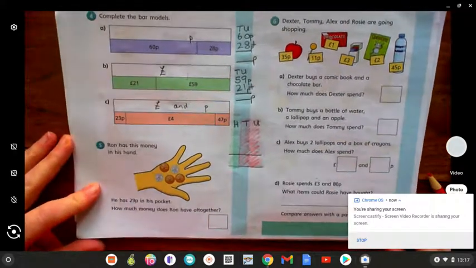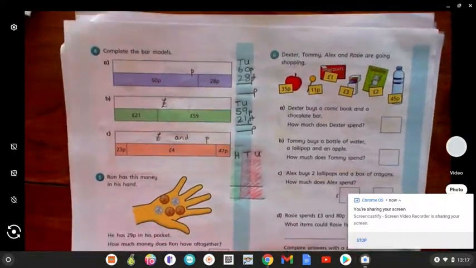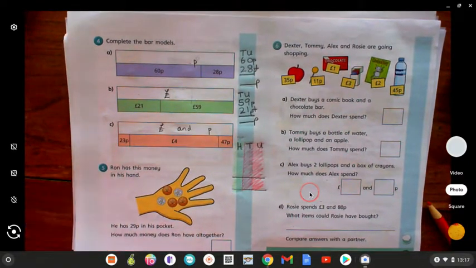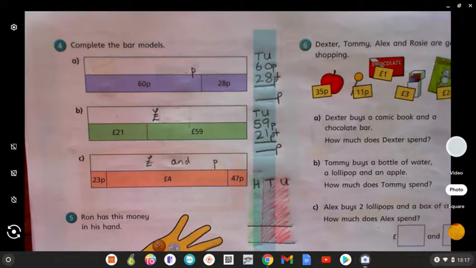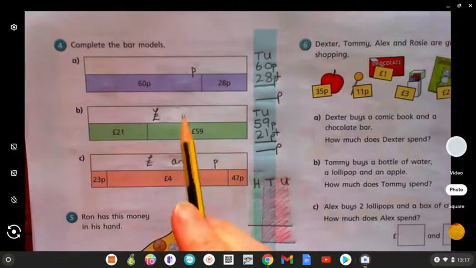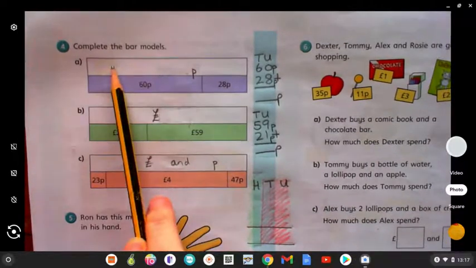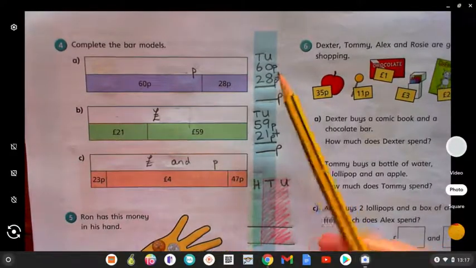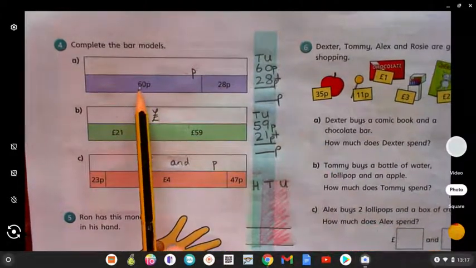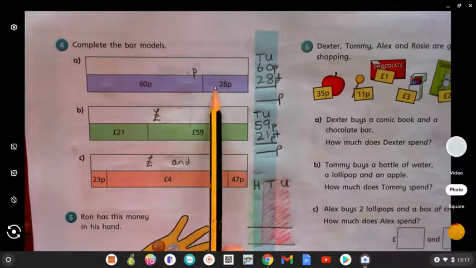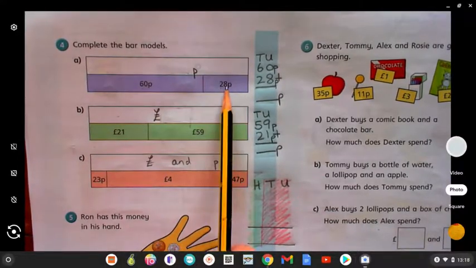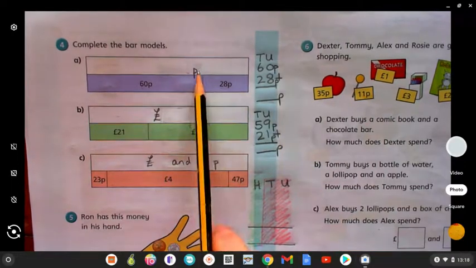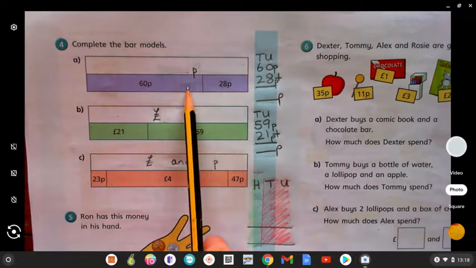Okay, so for this part of the sheet, if you would like to, I'm going to give you some guidance for you to follow. So we've got some bar models, and this bit here is the total, and the total is made up of 60p and 28p. So you're going to add them together, and you could either add the tens, 60 add 20, and then add the ones, or you can do column addition method, up to you. But just make sure you write the answer in pence because both the amounts are in pence.